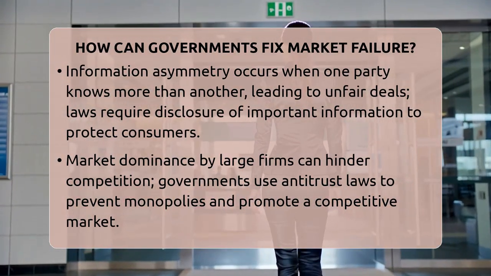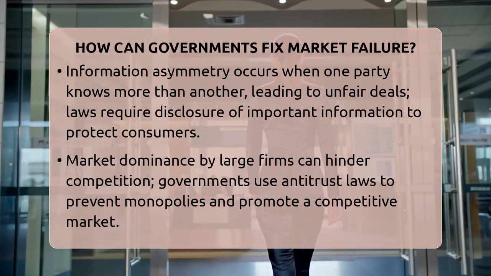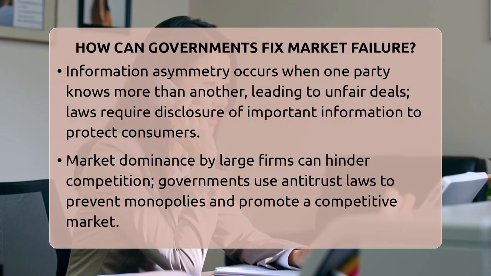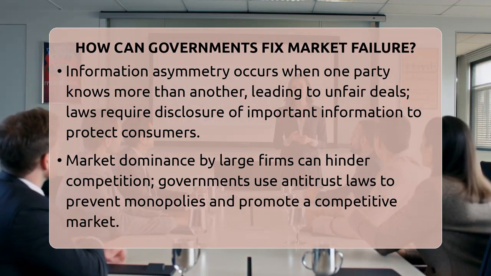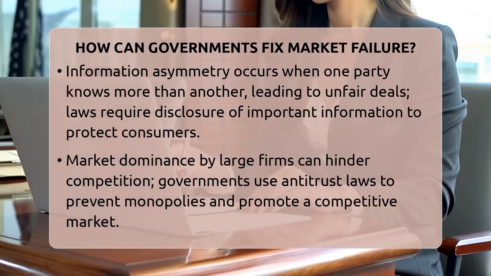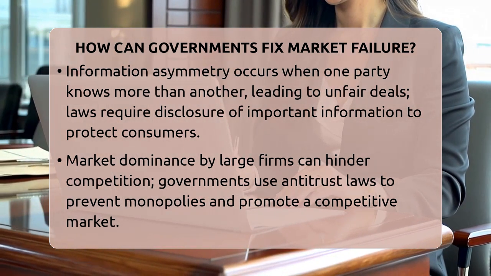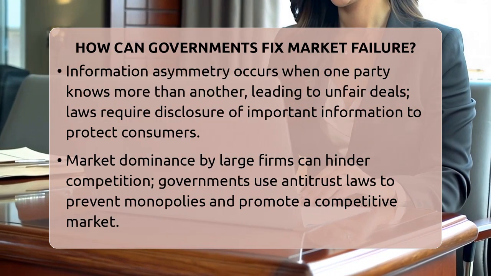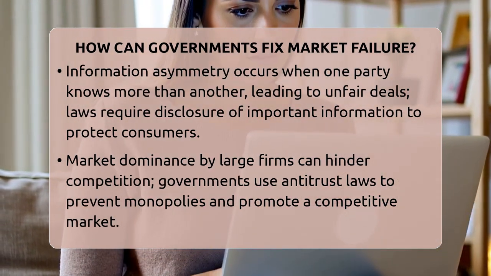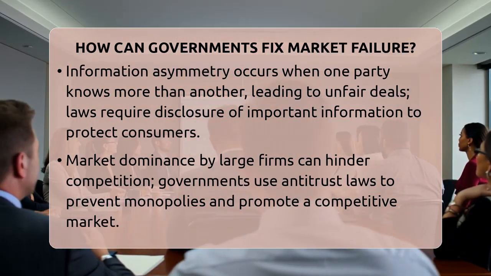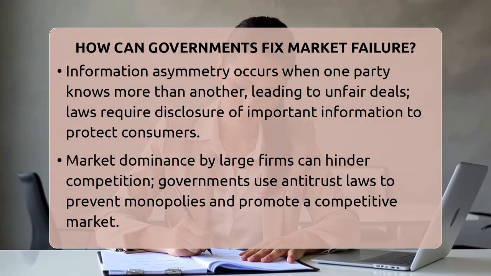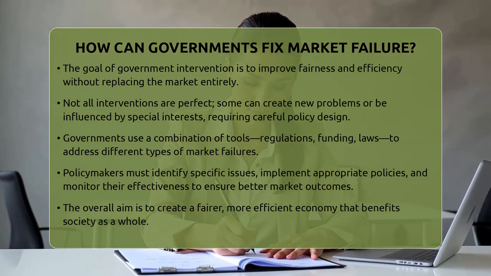Market power can also become a problem when a few big companies dominate a market, making it hard for new competitors to enter. Governments use antitrust laws to break up monopolies or prevent mergers that would reduce competition. This keeps markets open and encourages innovation. All these actions are based on the idea that markets work best when they are fair and efficient. Governments don't want to replace markets but to fix their flaws. When markets fail, these tools help steer resources toward better outcomes.